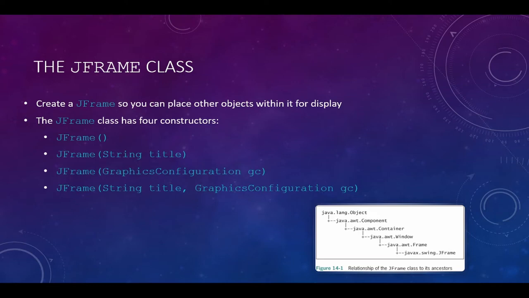Your JFrame is going to have four different constructors, and you can see here the relationship of JFrame back to your Component, Container, and Window, and eventually back to Object. So you've got four different ways to construct a JFrame. You have your empty constructor, or your default constructor. You can send it a string, which becomes the title of the JFrame. You can send it a graphics configuration, which is a little bit beyond what we're going to look at. Or you can send it the title and the graphics configuration, like on that last line.